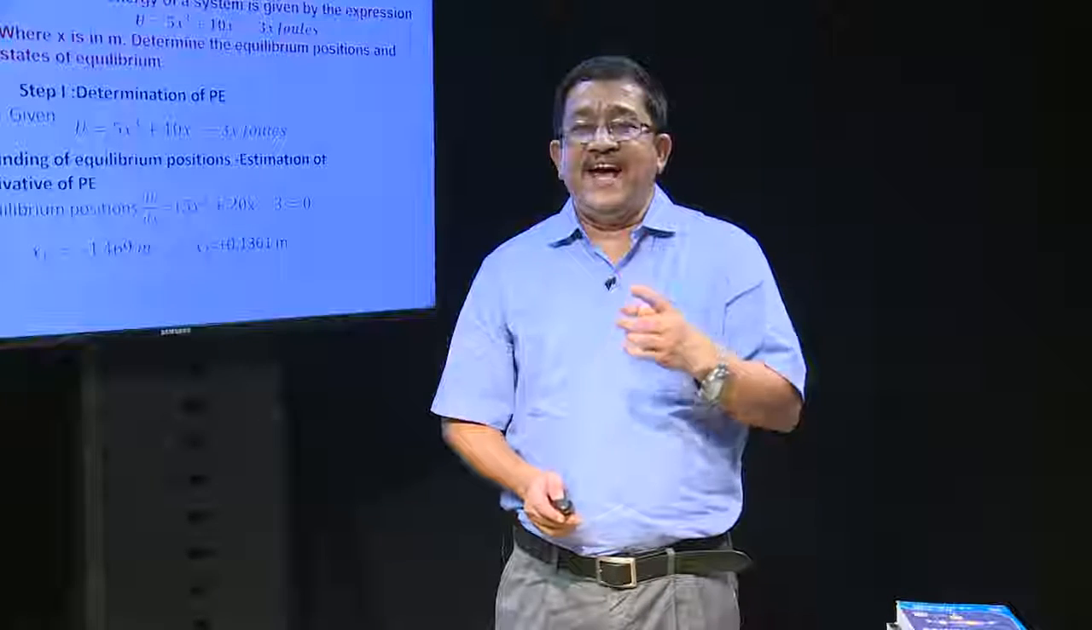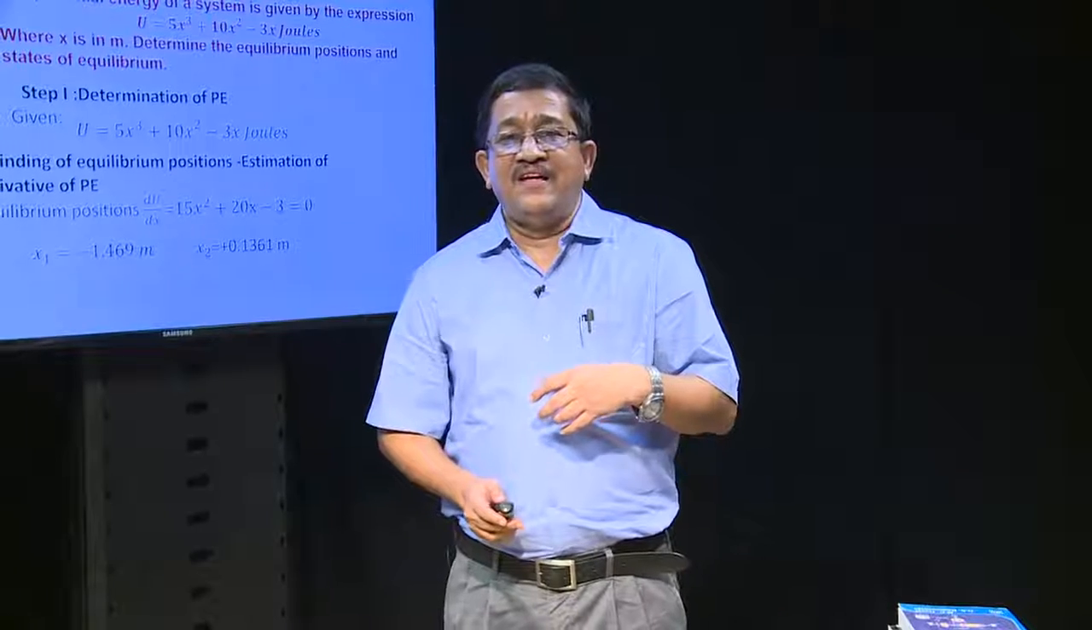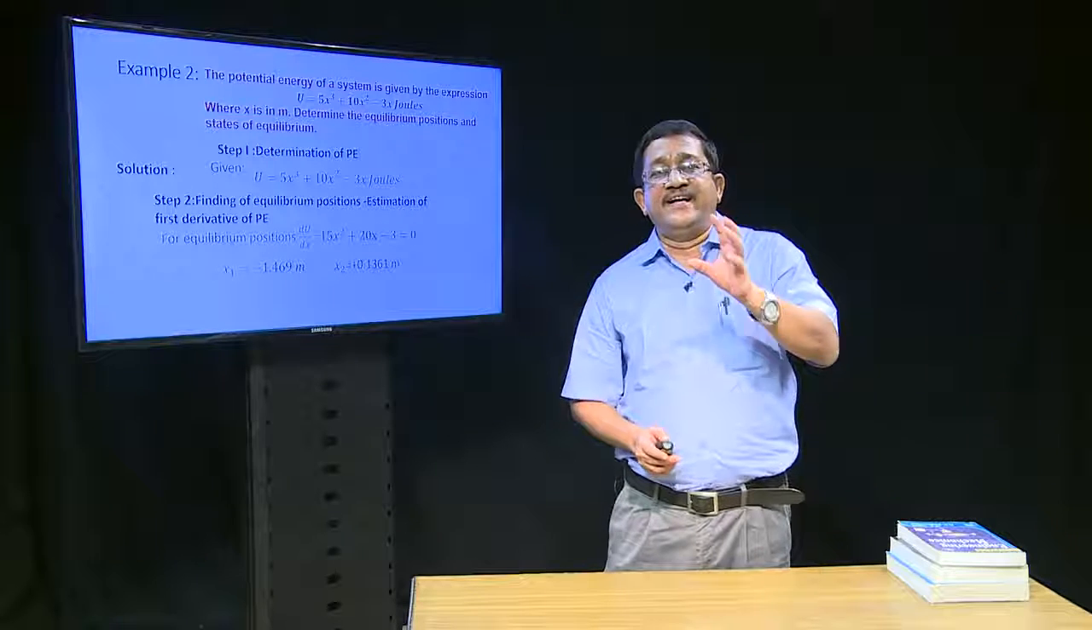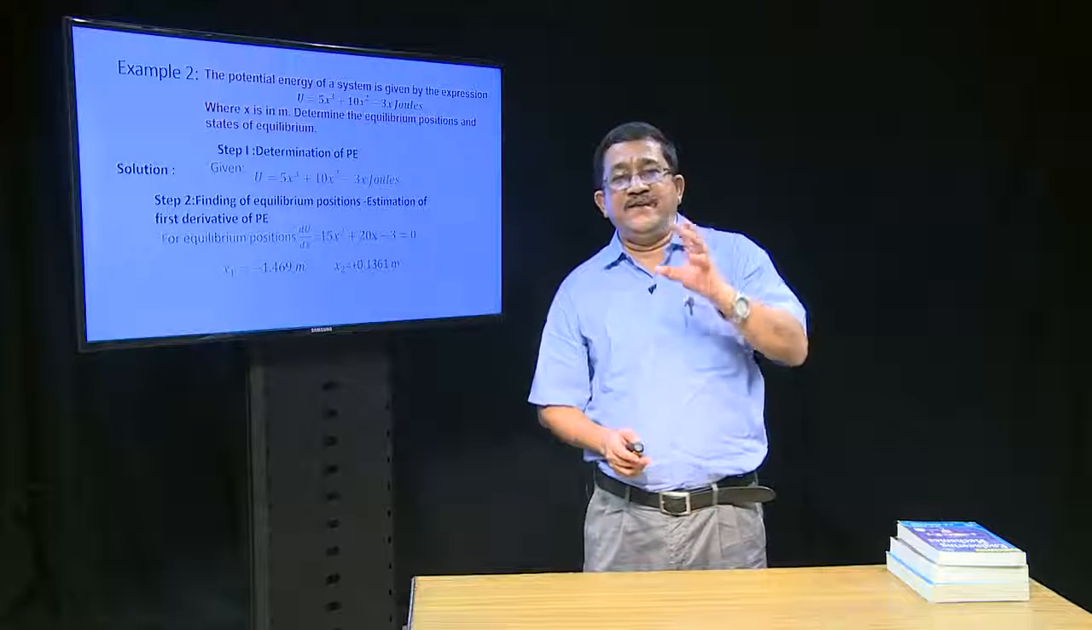Let us take another example. The potential energy of a system is given by the expression U = 5x³ + 10x² − 3x joules, where x is in meters. Determine the equilibrium positions and states of equilibrium. Here, first of all, step number 1, determination of potential energy. It is already given in the problem, so there is no need to determine it.